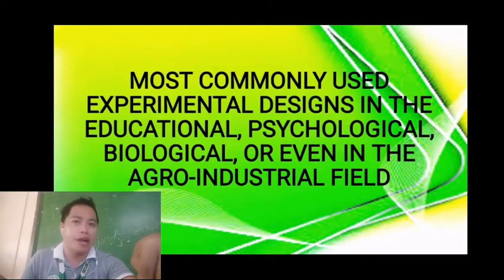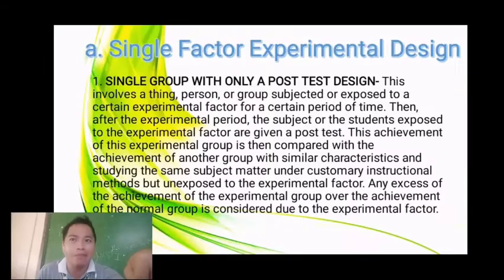So letter A, we have a single factor experimental design. We have 5 single factor experimental designs. The first one is a single group with only a post-test design. This involves a thing, person, or a group subjected or exposed to a certain experimental factor for a certain period of time. So that means you have your subject that is exposed in a certain experiment.